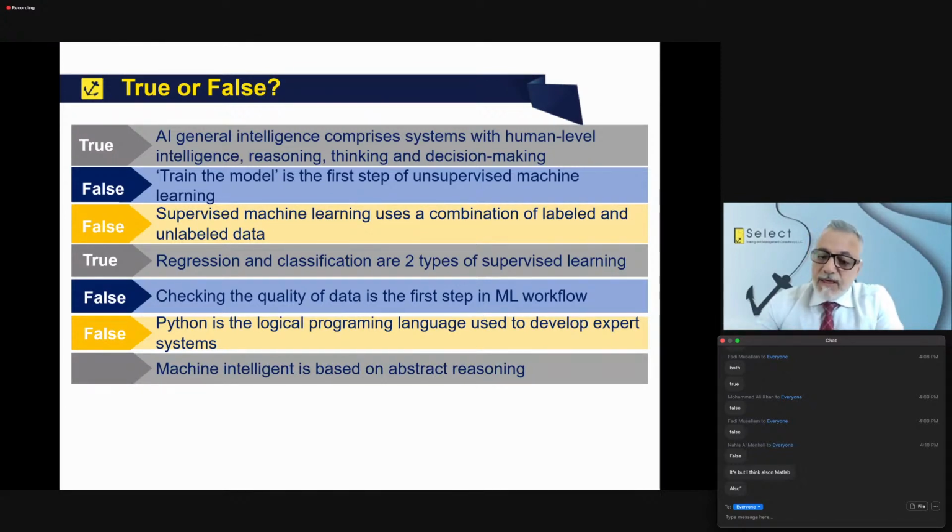Machine intelligence is based on abstract reasoning. I mean the form of intelligence where you take a decision when you use your senses to check the facts. For example, I receive a report. Abstract reasoning means I will use my senses and analyze it to take a decision. So it's called abstract reasoning. How about the machines? Do they use the same thing or no?